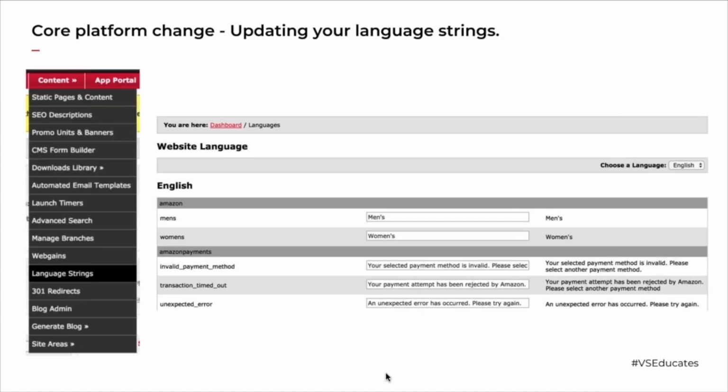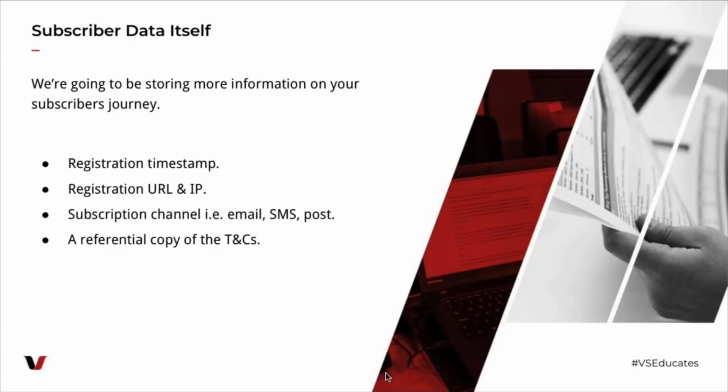So the next change is the subscriber data itself. We're storing more information now around your subscriber data. We already have when they subscribe, so the registration timestamps are on there. But now we're storing the actual page that they were on, the URL, when they subscribed, and the IP that they were using at the time of subscribing.